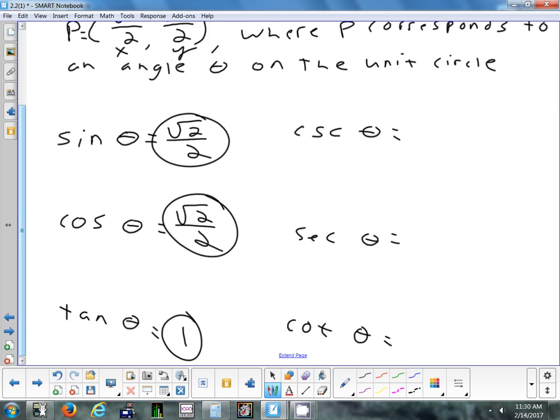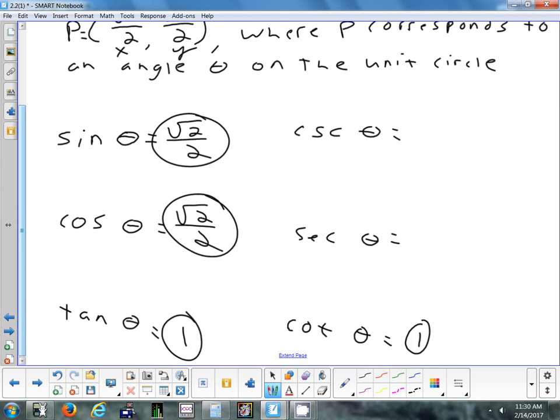Now, I'm not doing it in order, but just because it's easy, what's the cotangent going to be? 1. If you take the number 1 and flip it, 1 over 1, it's still 1 over 1. There's 2 numbers you can flip and they don't change. This is one of them. If you flip 1, it stays 1.